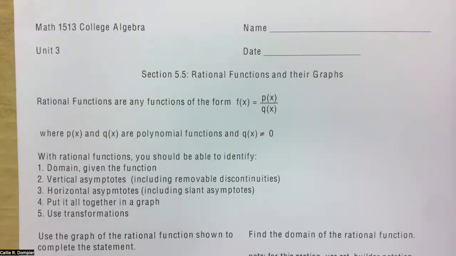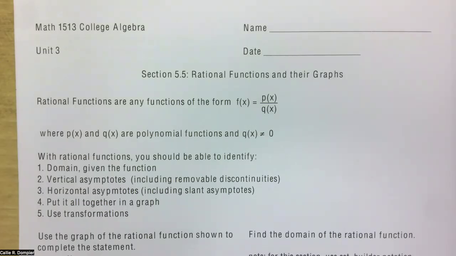Hey guys, this is section 5.5. It's rational functions and their graphs. So when we say rational function, we mean a function in the form f of x equals p of x over q of x. So it's a fraction, right? P of x and q of x are polynomial functions, and q of x cannot be zero.